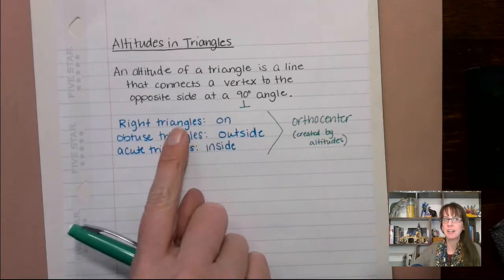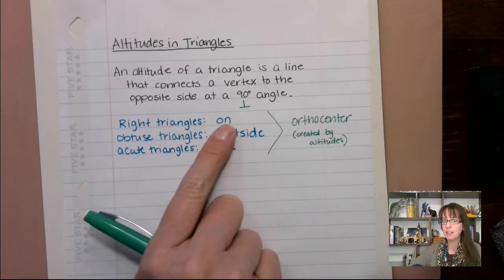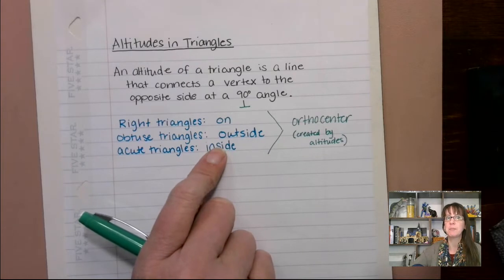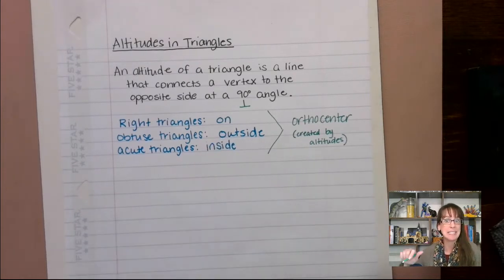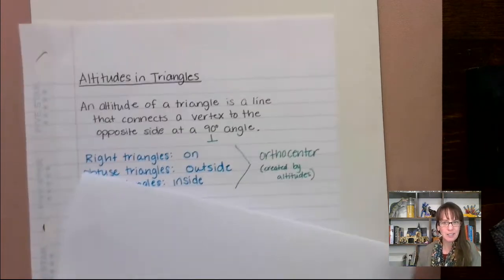Now, sometimes for right triangles, they can be on the triangle. Obtuse triangles, they're on the outside of the triangle, and acute triangles, they're on the inside. So let's talk about how that works. First, let me show you a couple of these.